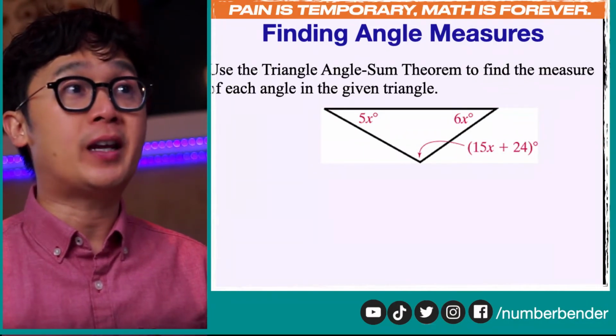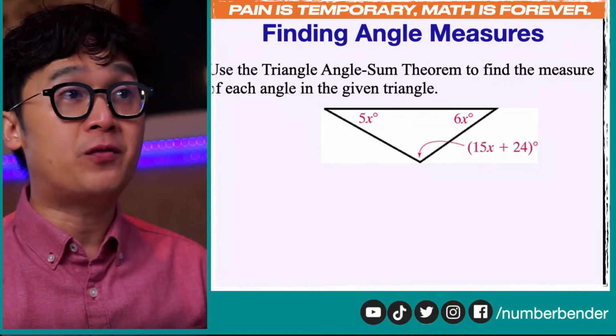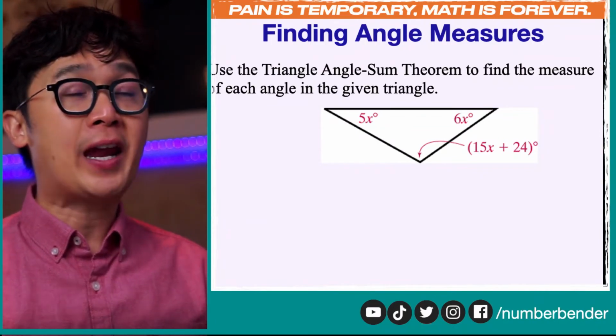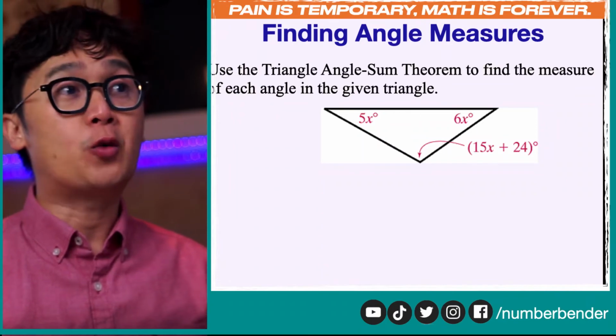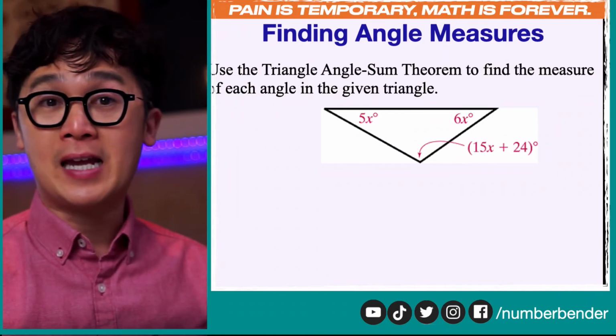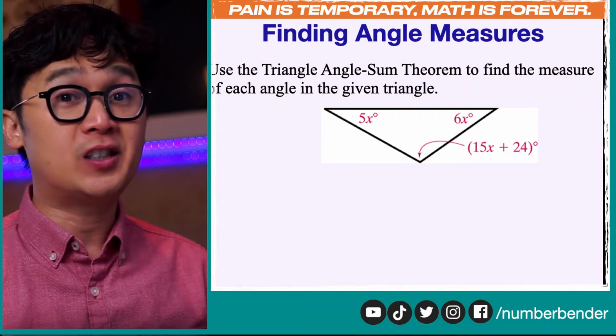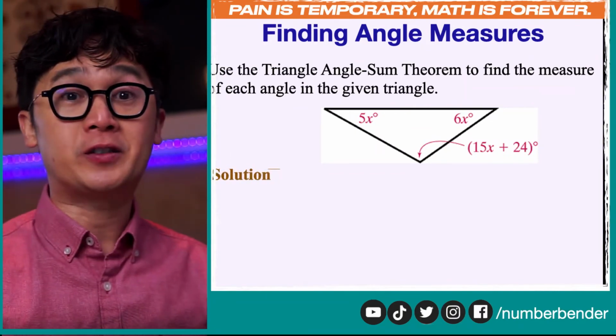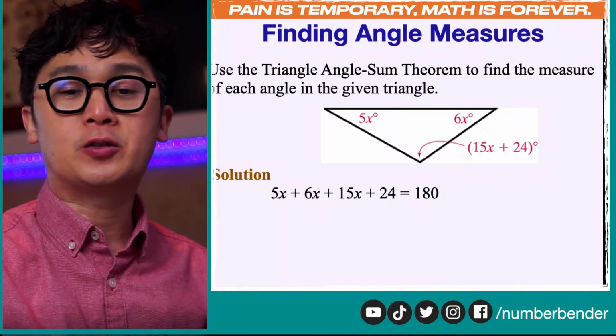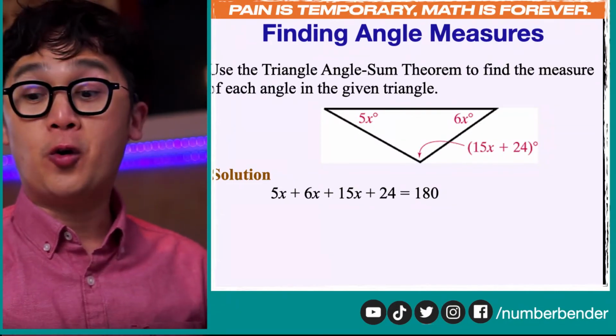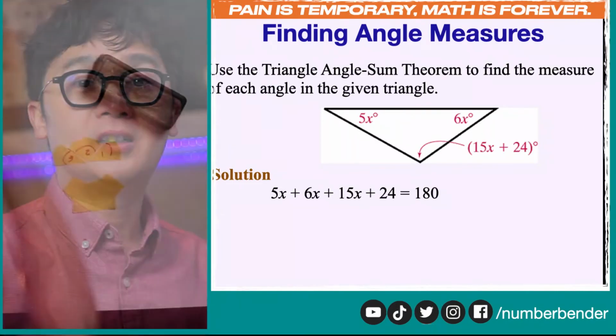We are using the Triangle Angle-Sum Theorem to find the measure of each angle in this given triangle. So we are not given exact measurements. We are given algebraic descriptions. So let's use algebra then to be able to solve for the corners of our triangle.